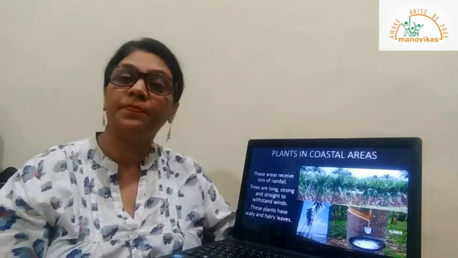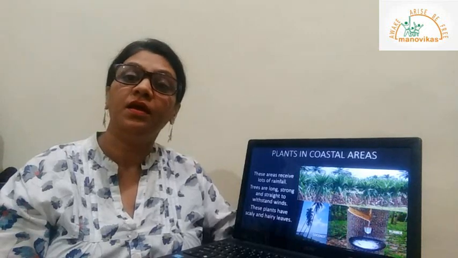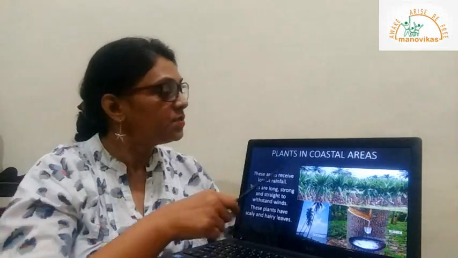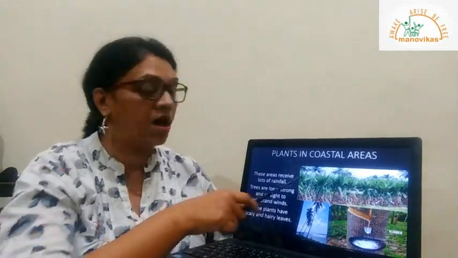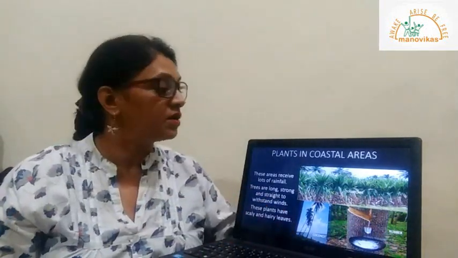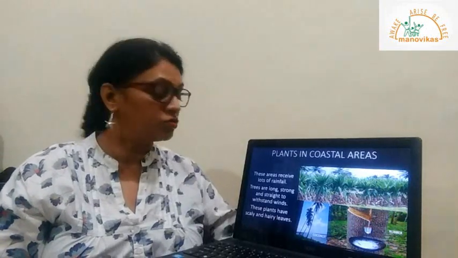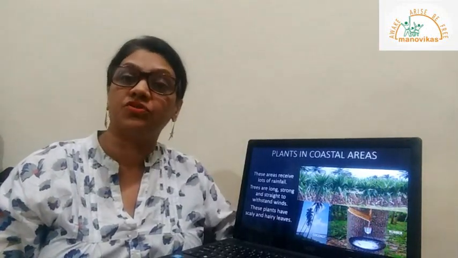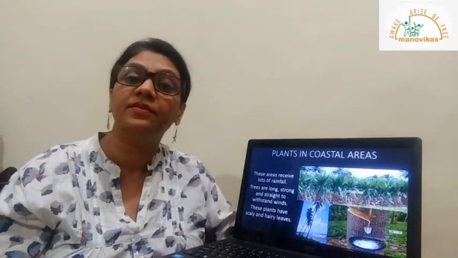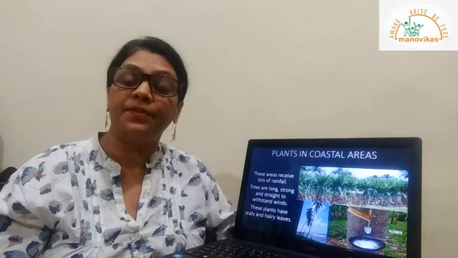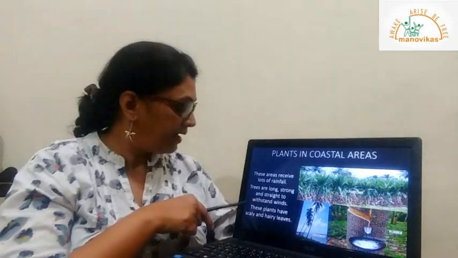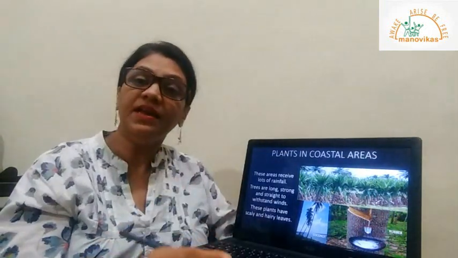Next, we come to plants or trees that grow in coastal areas along the coast. Some of the plants that grow along the coast are sugarcane, coconut trees, and rubber trees. Now these trees are long, tall, and straight. They are strong. They are strong because they need to withstand strong winds that blow along the coast. These plants also have scaly and hairy leaves.